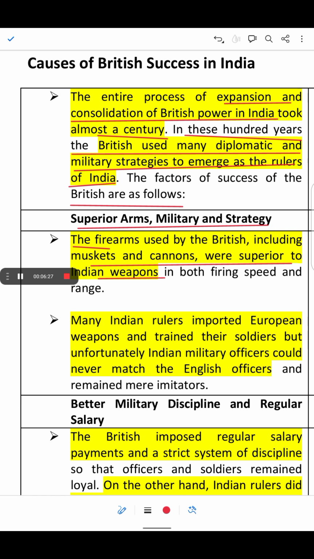So these better weapons helped the British to win important battles like the Battle of Plassey and the Battle of Buxar.